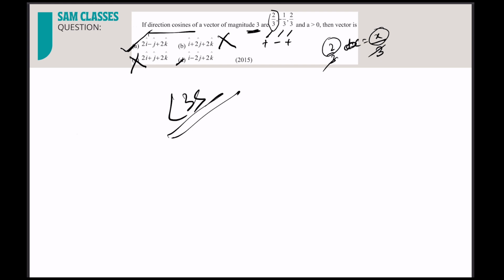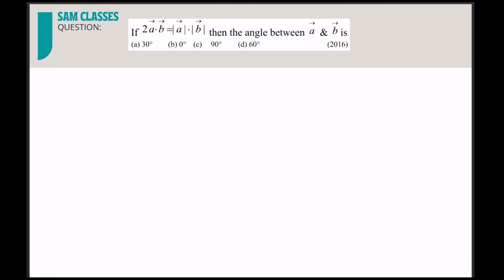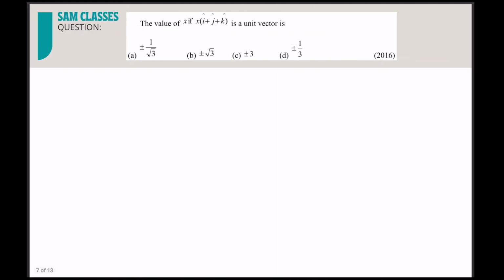Okay, now very simple, we don't have to do much. See, this and this will be cut, this and this will be cut. Here we'll get cos theta, and this will be going as half. So when is cos theta half? 60 degrees, that's it.